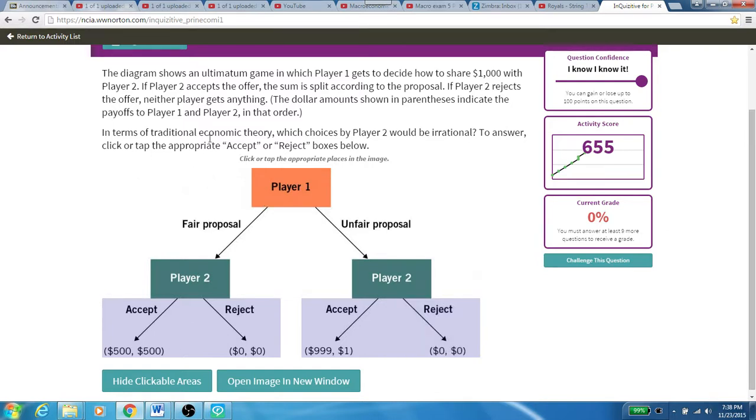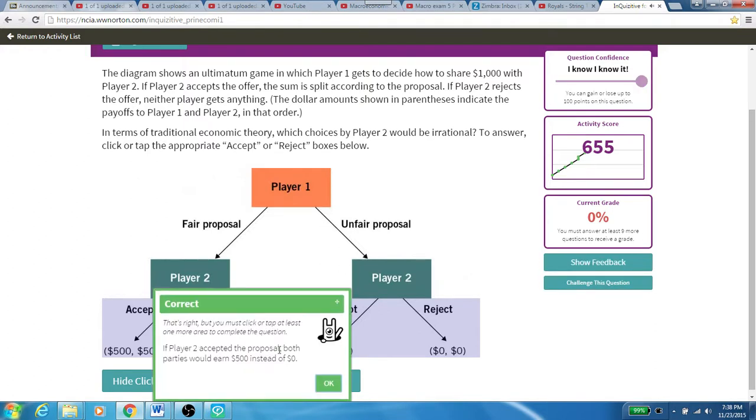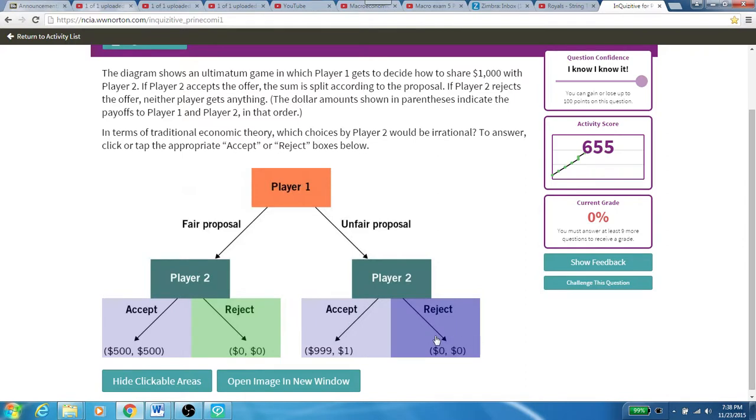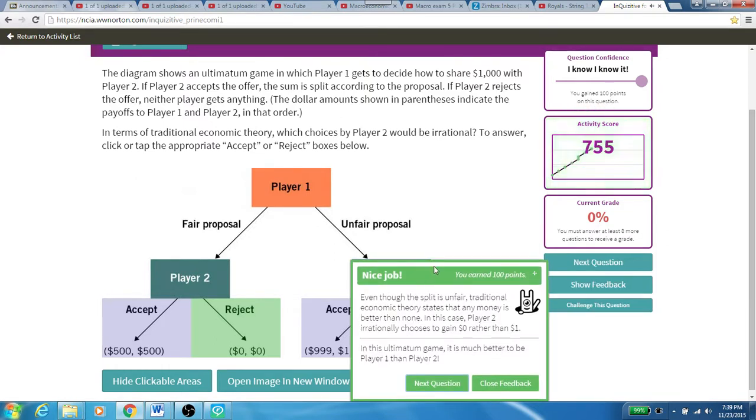So in terms of traditional economic theory, player 2 would be irrational to reject that one. But traditionally, something is better than nothing, so traditional theory would say that it would be irrational for him to reject this one as well. However, let's make an editorial comment.